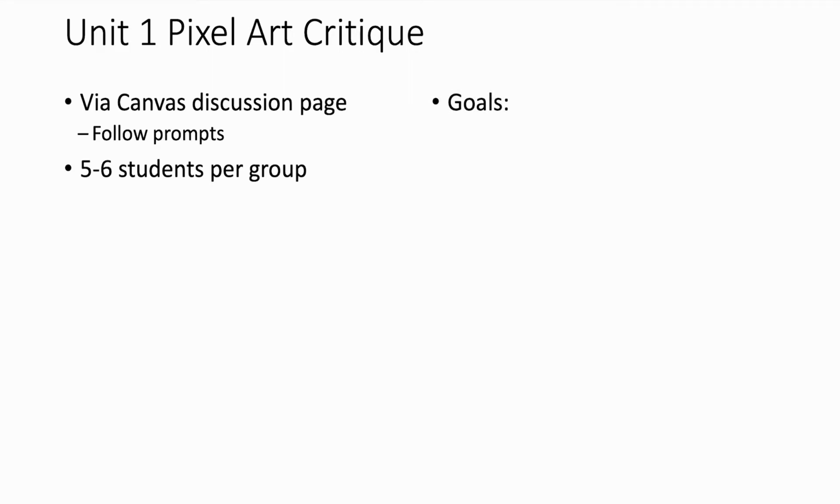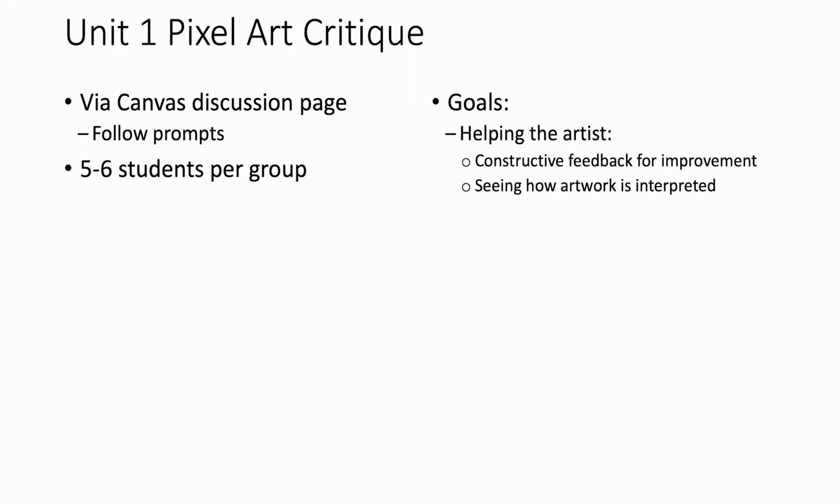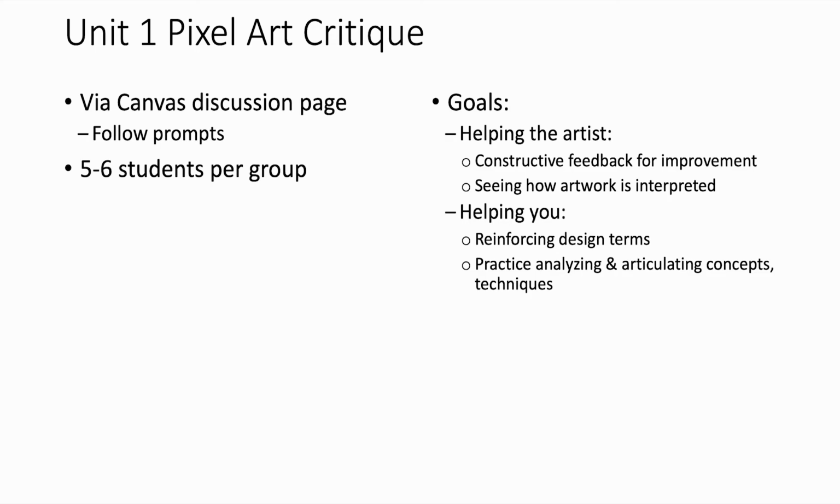Now, remember, our goals for critique are first and foremost helping the artist by giving them constructive feedback for improvement, helping them see how the artwork is interpreted by other people, and figuring out ways to make artwork in the future better. It's also helping you, the critiquer. Giving feedback and critique helps you reinforce the design vocabulary terms you've been learning all semester. It also helps you practice at analyzing artworks and articulating concepts and techniques that aren't necessarily easy or straightforward.